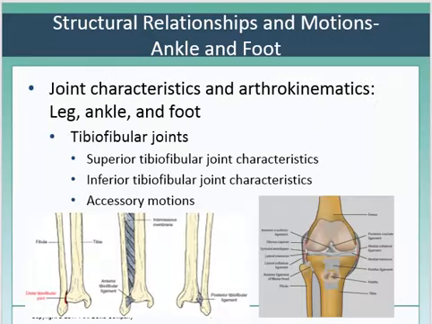All right, so let's talk a little bit more about the tibiofibular joint. The superior tibiofibular joint is up around the knee. It is near the knee joint, but it is not included in its own capsule with the knee. The proximal tibiofibular joint has its own capsule, which is reinforced by an anterior and posterior tibiofibular ligament.